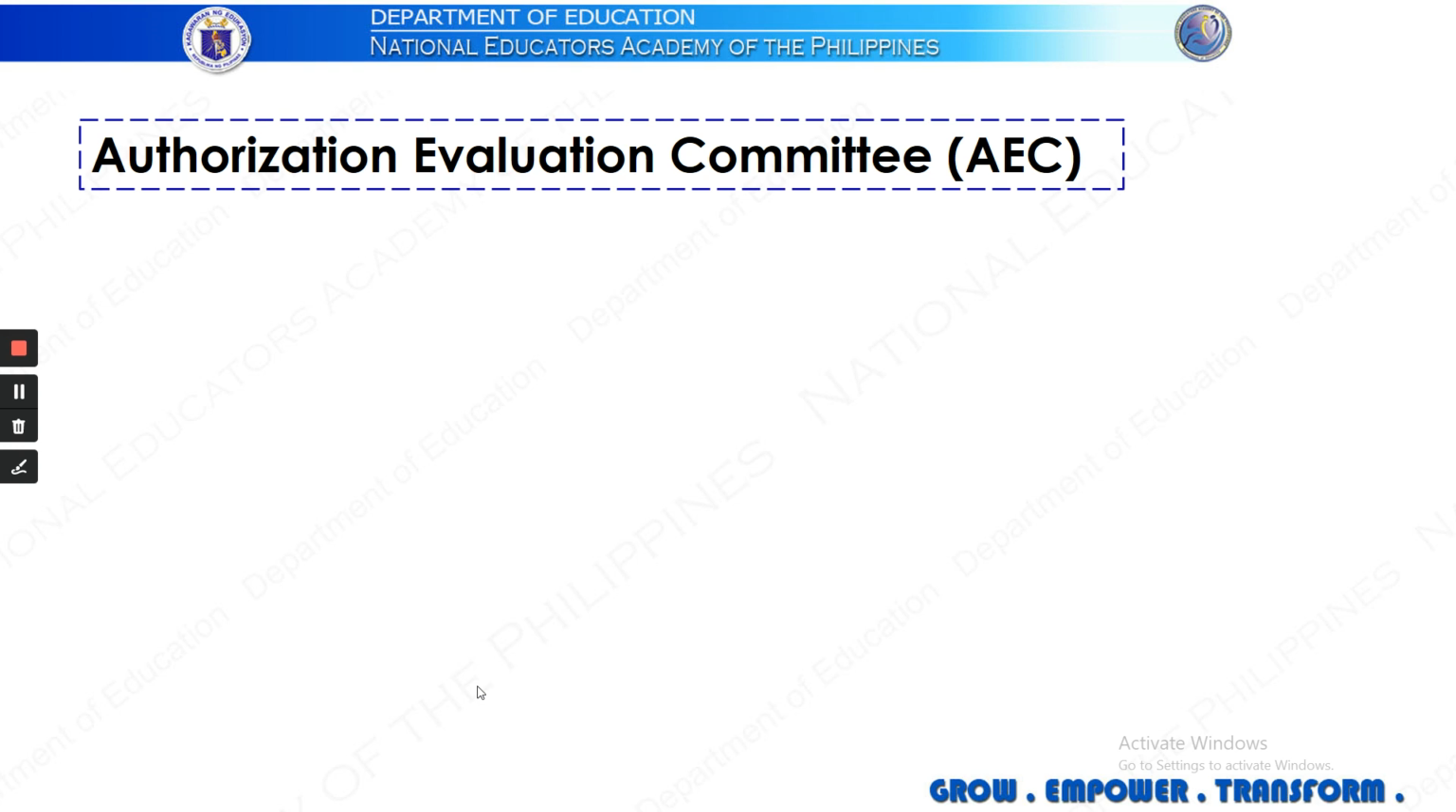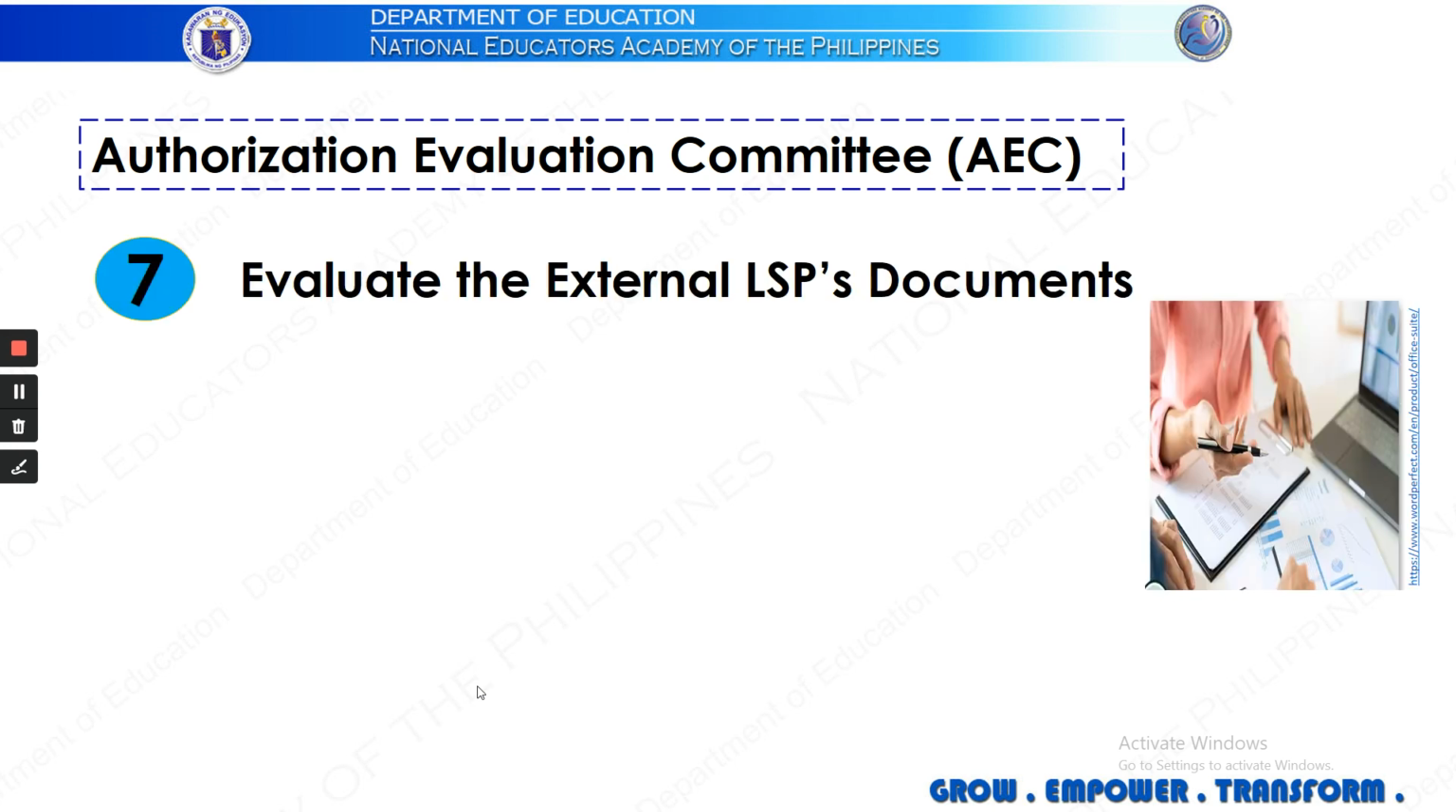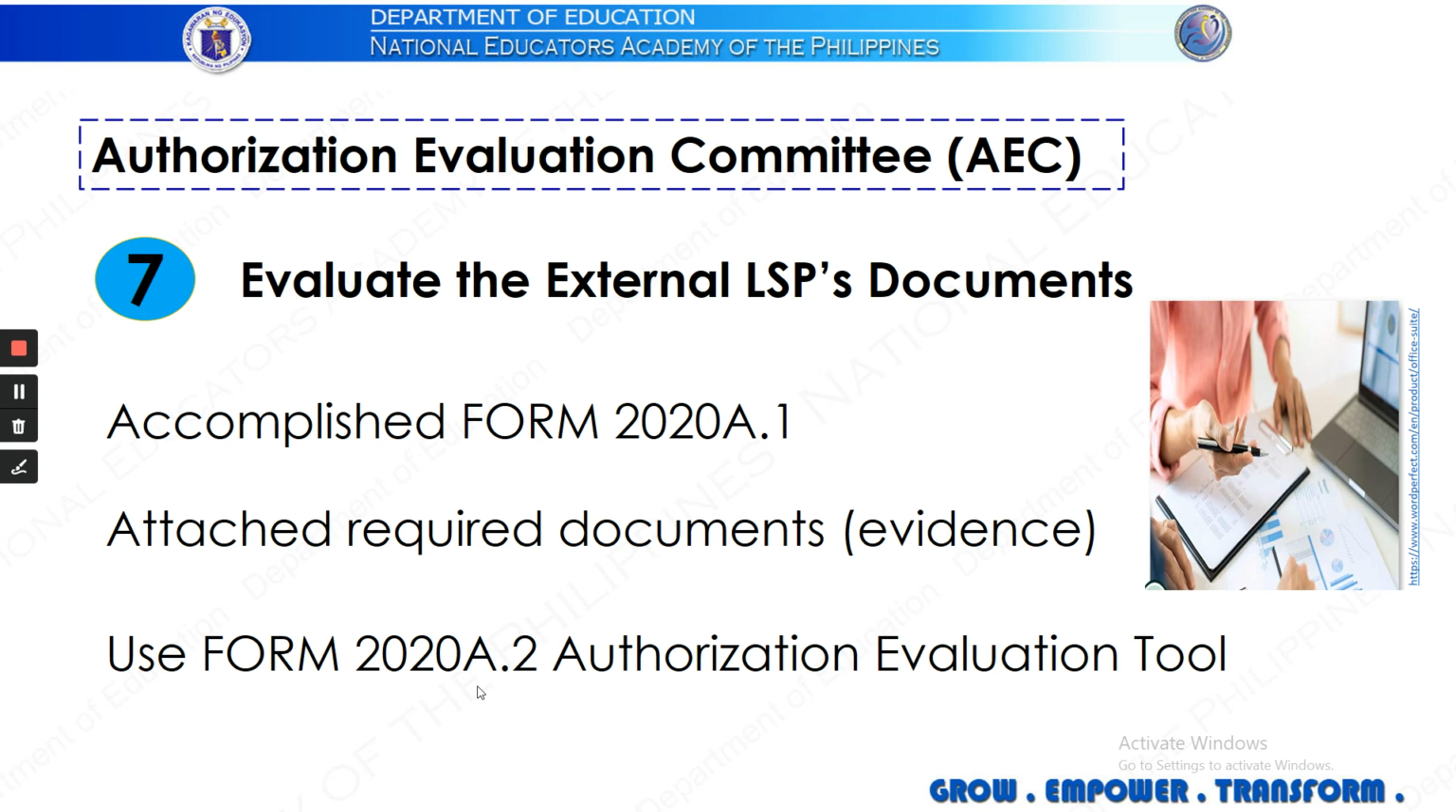Authorization Evaluation Committee's role will be played here now. Okay. So after the NAIAP Secretariat checked the submitted documents, the Authorization Evaluation Committee's role now is to evaluate the external LSP's documents. They will evaluate the accomplished Form 2028.1 with the attached required documents, the evidence, and they will use the authorization evaluation tool.